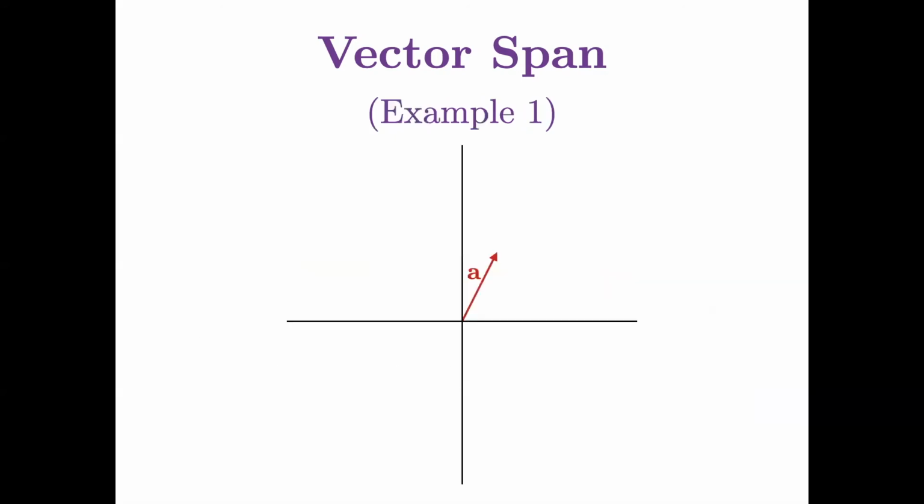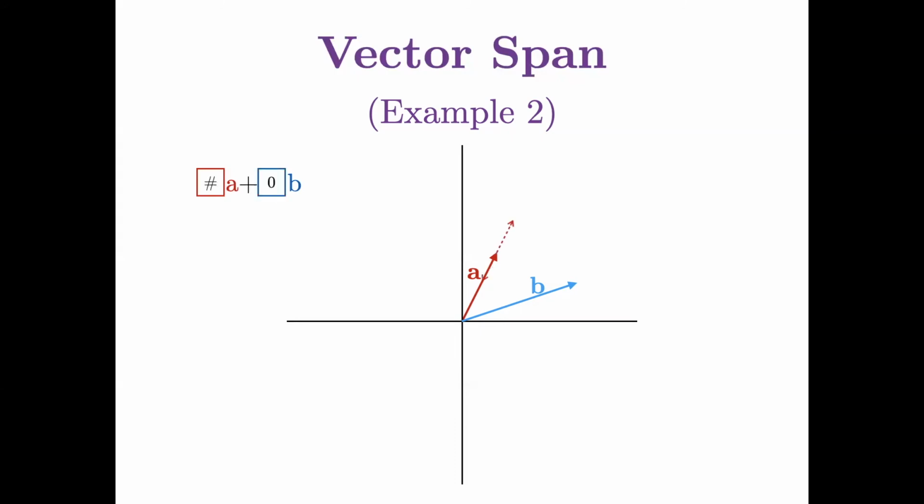Let's look at an example. We'll start with just one vector, A. The span of A is the set of all scalar multiples of A. So any vector on this dotted line is in the span of A. Now, what happens if I want to know about the span of A and B? I have two vectors in my set here. Well, it's the set of all linear combinations of A and B. So let's start exploring that.